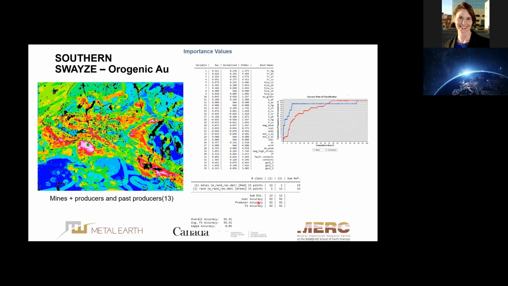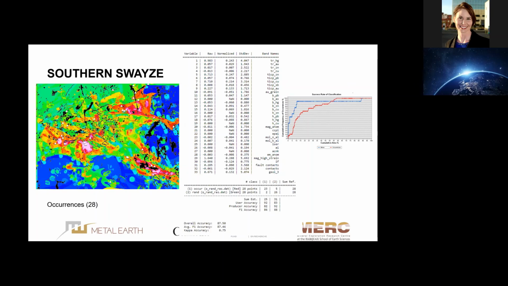And this is the result we're getting, around 92.3% accuracy. And here are our curves for the mines in blue. And you can see almost 95% of the mines are predicted in less than 50% of the area. So these are the mines, and they're plotted again on our map here.